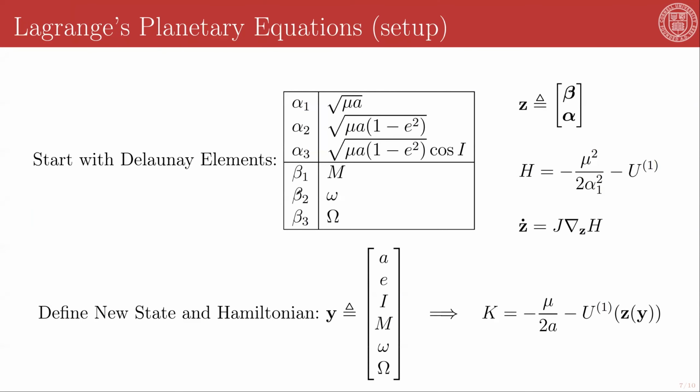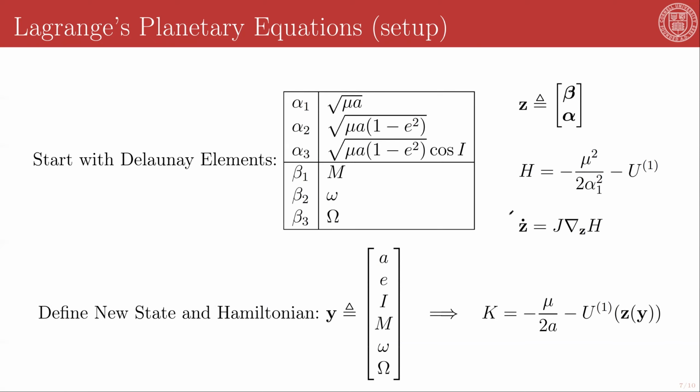We start with our Delaunay elements, and you will recall the coordinates, the Q vector for this element set, was M, lowercase omega, and capital omega. And then the P vector, our conjugate momenta, were given by these alpha values, which were the square root of mu a, the square root of mu a times 1 minus e squared, and the square root of mu a times 1 minus e squared, the whole thing times the cosine of the inclination. We package these into our state vector z. The Hamiltonian is equal to negative mu squared over 2 alpha 1 squared minus any perturbing potential U1.